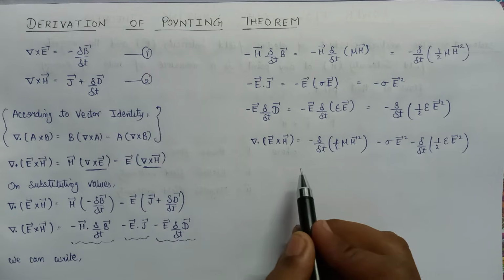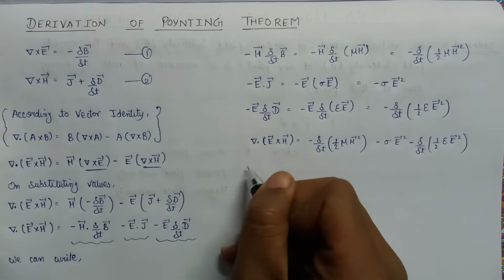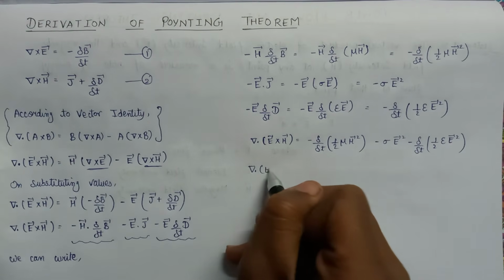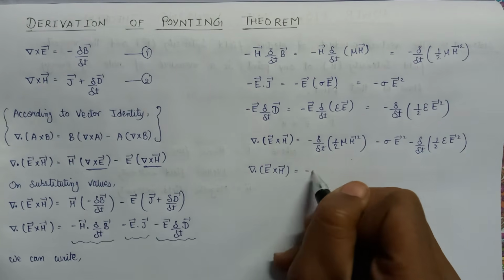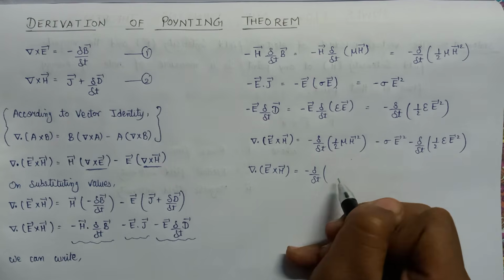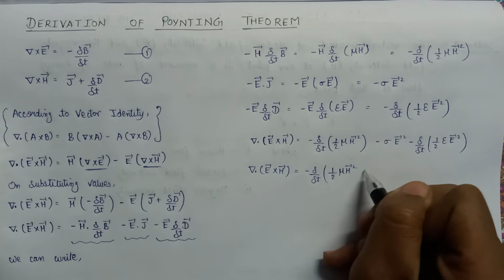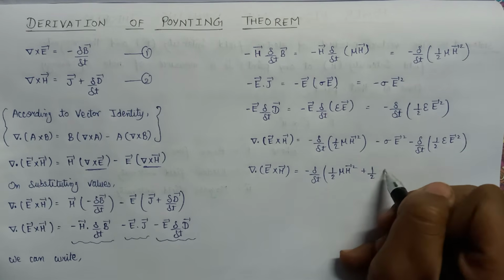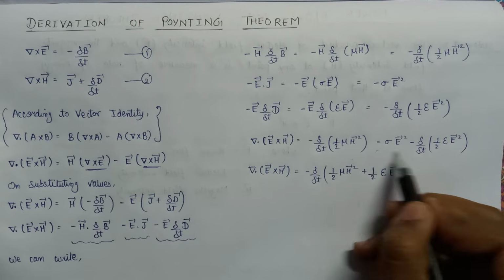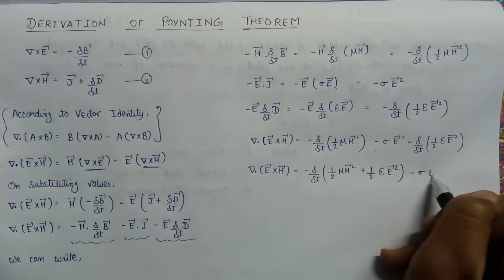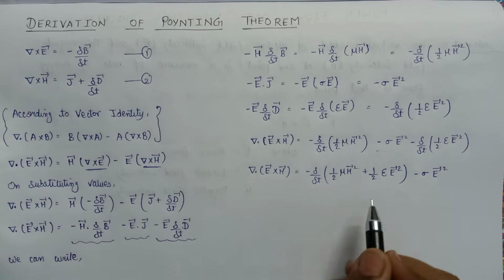If we simplify this expression and take del over del T as a common from these two terms, then we get del dot E cross H, that is being equals to minus of del over del T of half into mu H square plus half epsilon into E square, and this second term is as it is. Now on taking the volume integral on both the sides.